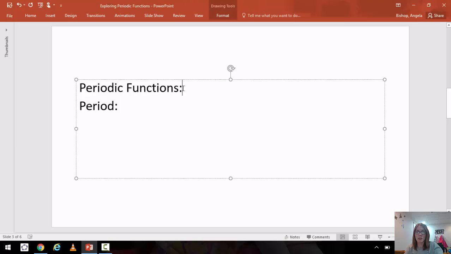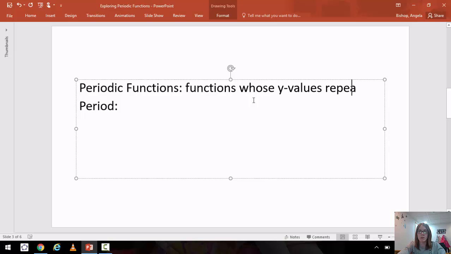So periodic function, I'll add that in here. You'll want to make sure you're writing this vocabulary down so you can come back to it later. And really, that's a lot of what this section is. The periodic functions are functions whose y values repeat at regular intervals.